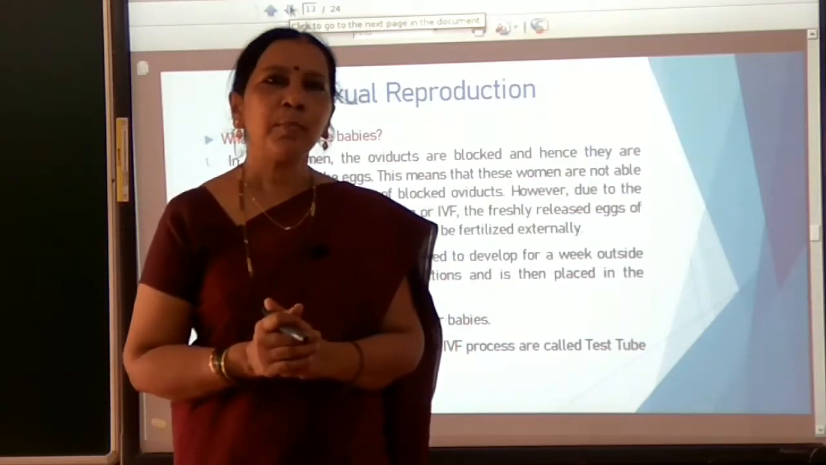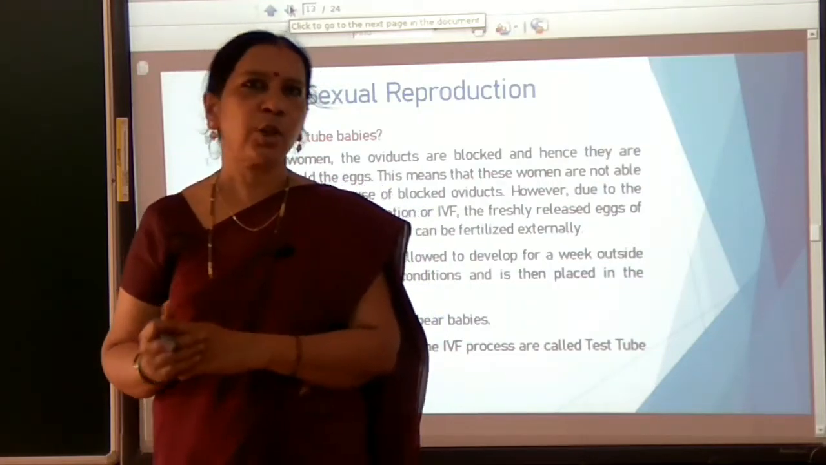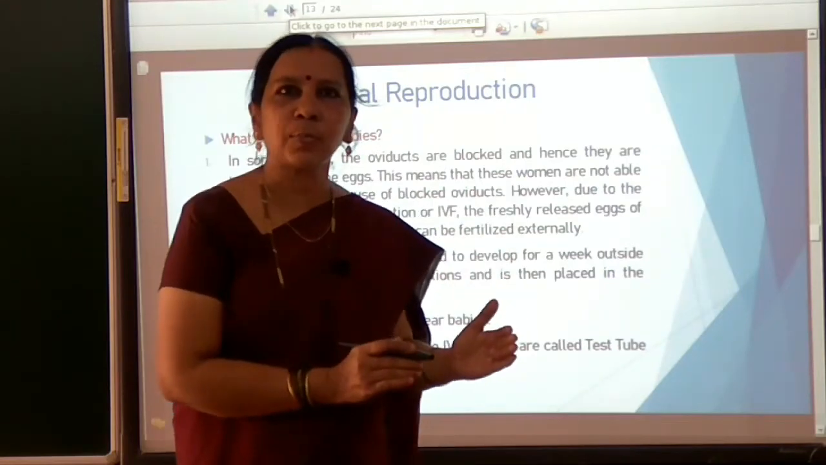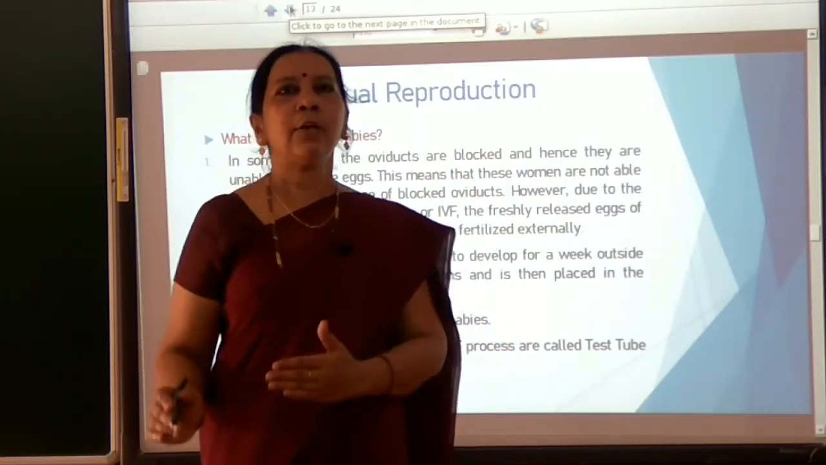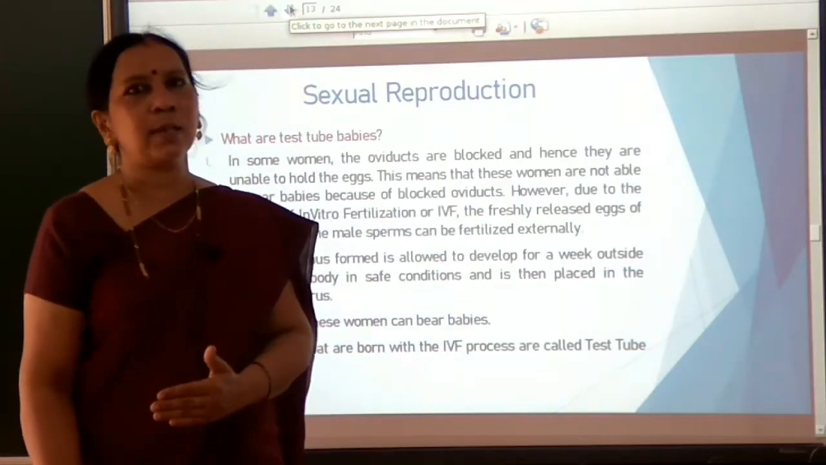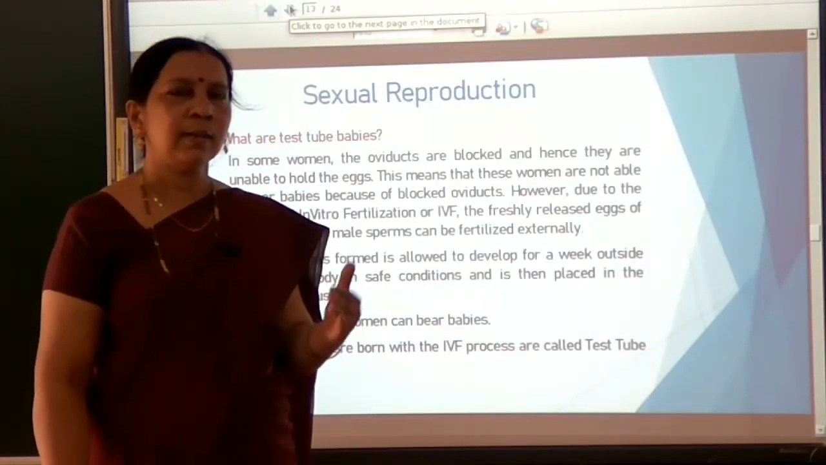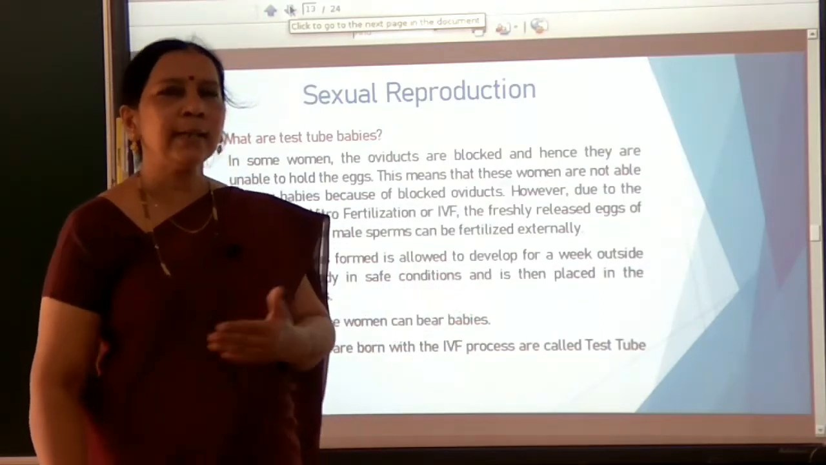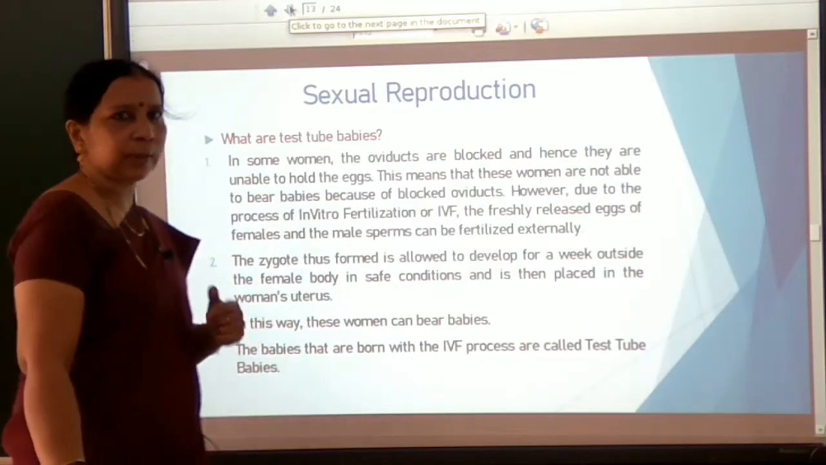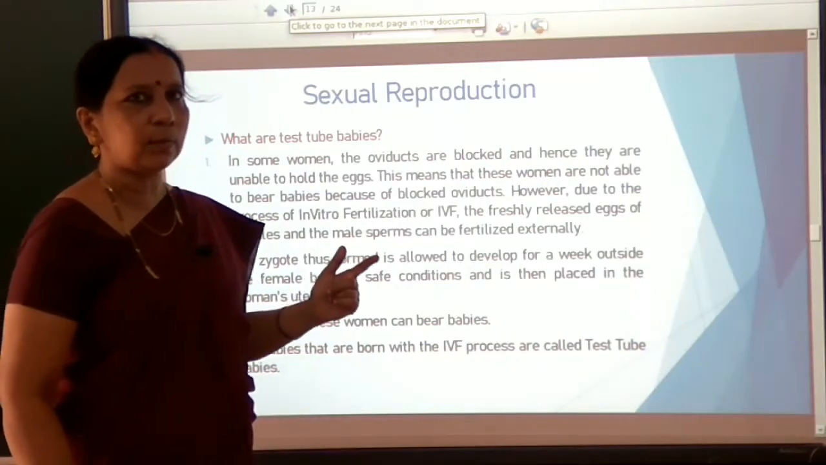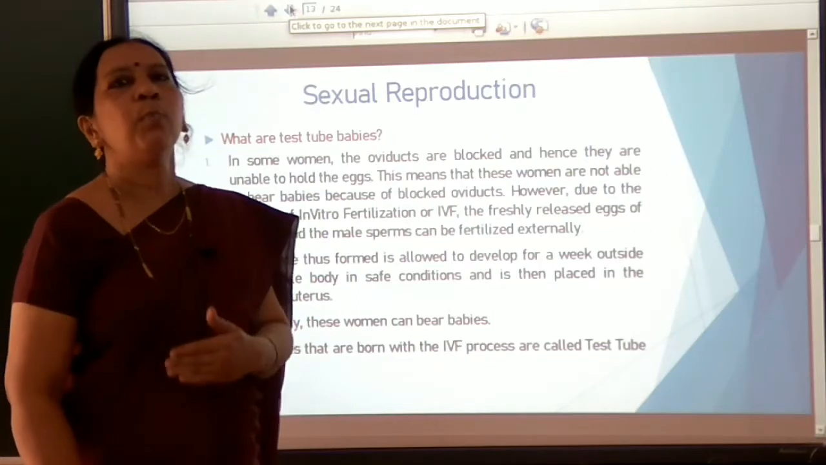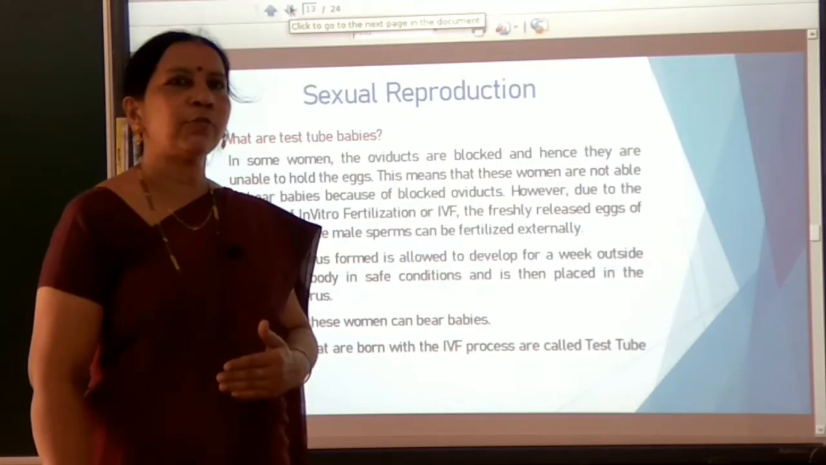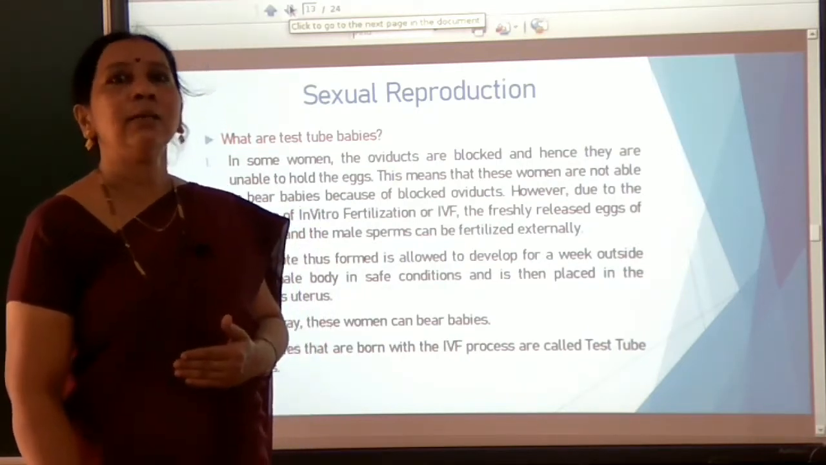But in human beings, cats, cows, dogs, sheep, etc., what we call mammals, fertilization takes place inside the body and development also takes place inside the body. So there is a difference between reproduction in birds and mammals. The main difference is that fertilization is internal in birds and development is external, but in human beings, cats, cows, dogs, etc., both fertilization and development are internal.